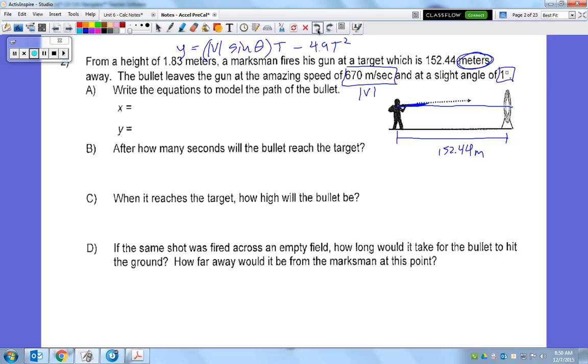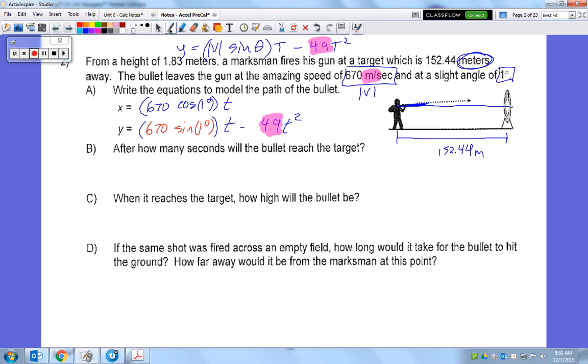So write the equations to model the path. Well, we know that x is still the magnitude, which is 670, times the cosine of the angle, in parentheses, multiplied with t. I'm going to do t as lowercase now because that's the kosher way to do it, though it's not a big deal if you don't. And then y is the magnitude times the sine of 1 degree, multiplied with that t, minus 4.9 t squared, because we are in meters per second, and that's the 4.9 rather than the 16 that we did on the other example.